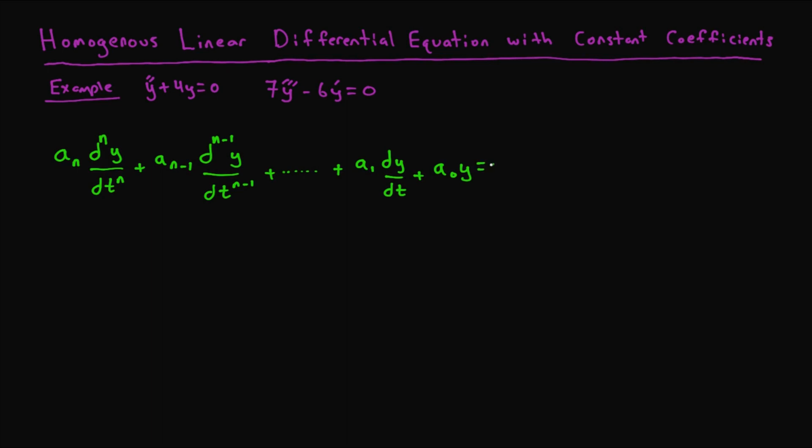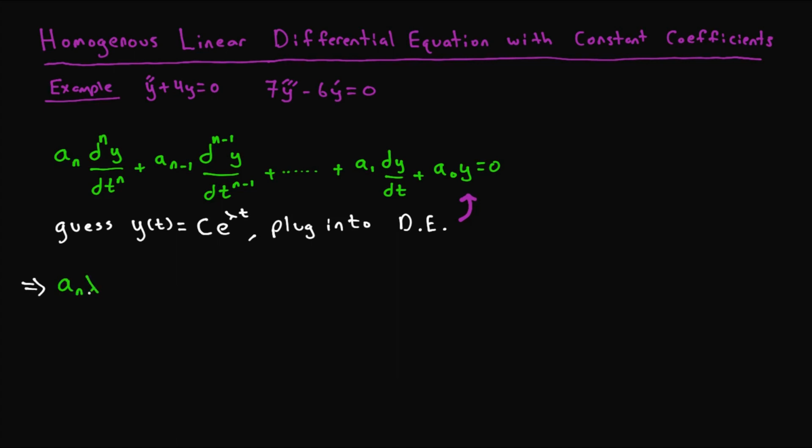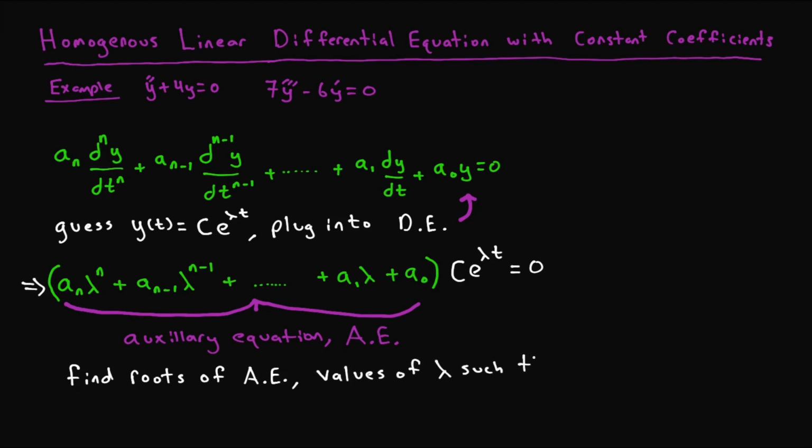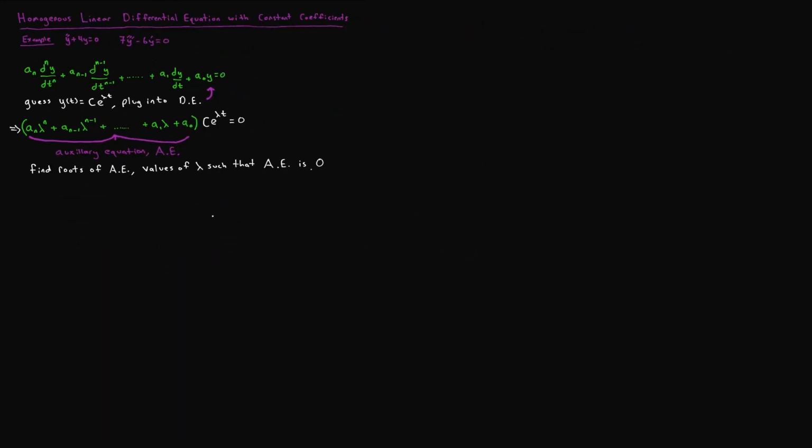The general method is that you imagine your solution is of the form y of t is equal to ce to the lambda t, and if it was a solution and you plugged it into the differential equation, you would get the auxiliary equation. The roots of the auxiliary equation are going to tell you what the solution to the differential equation is.